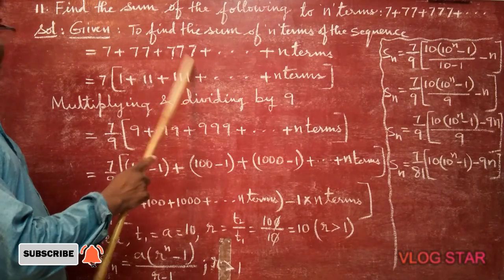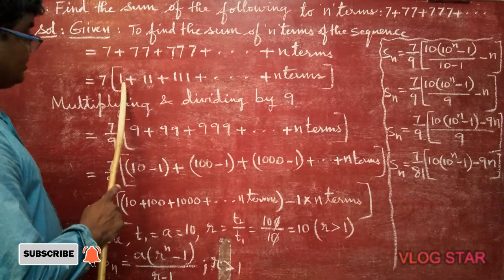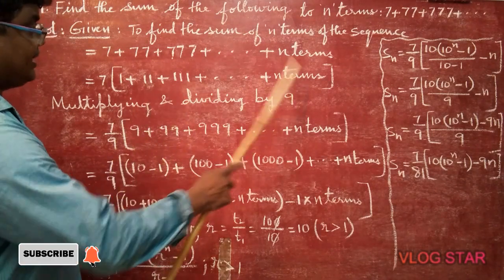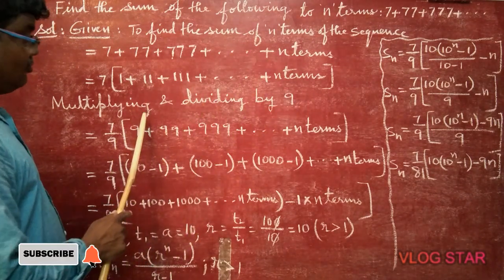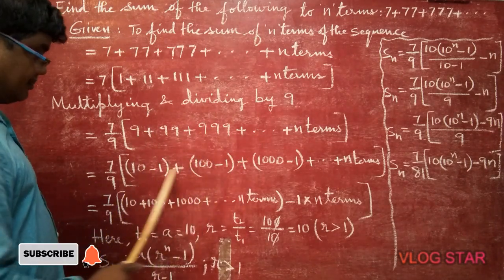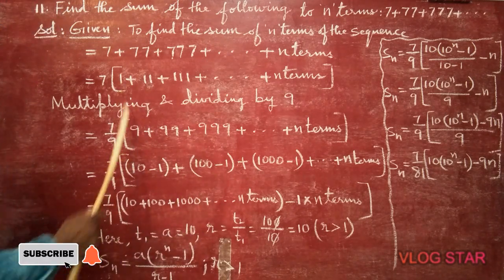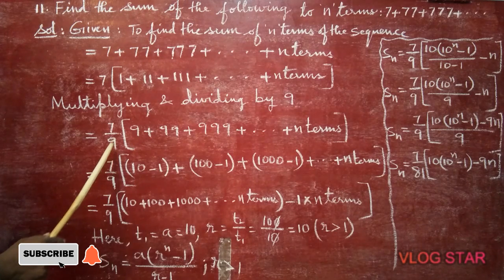7 I did. Now with 1 I did. If it is 1, you will take just 1, 11, 111 and so on n terms. You won't multiply and divide; just multiply with 9. How to write 9 means this all will not come. So multiplying by 9 and dividing by 9.